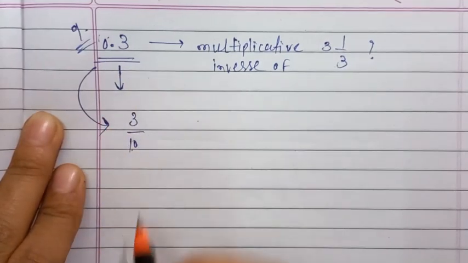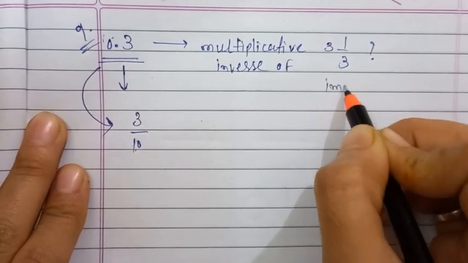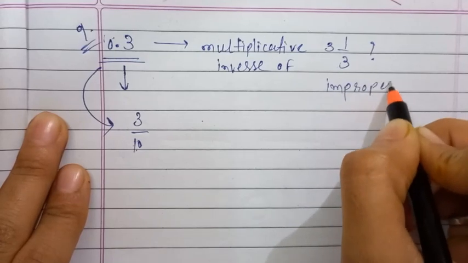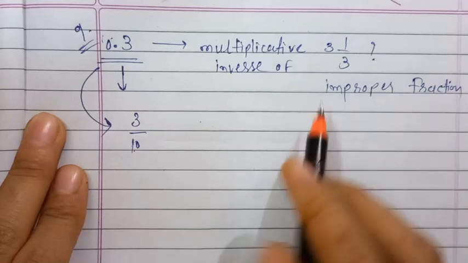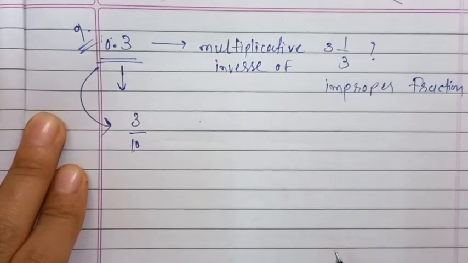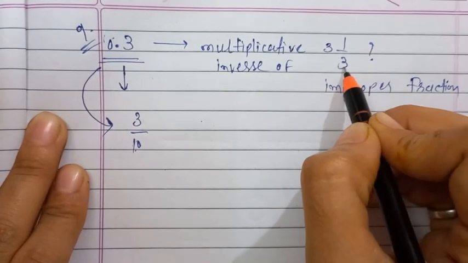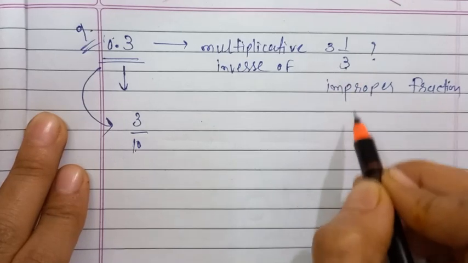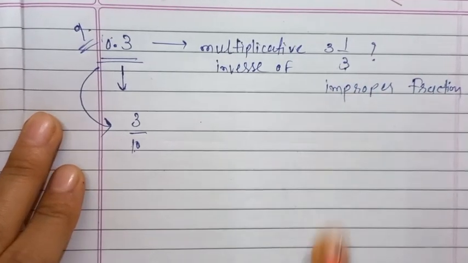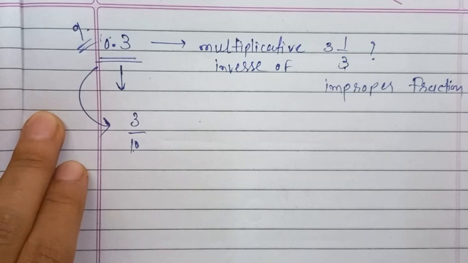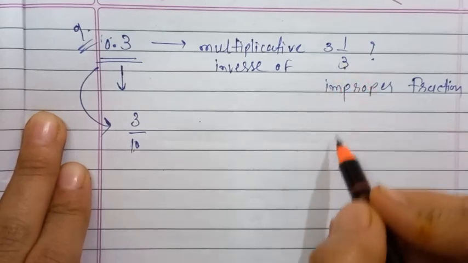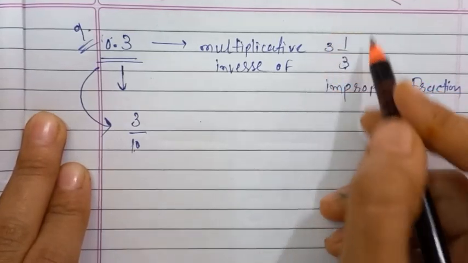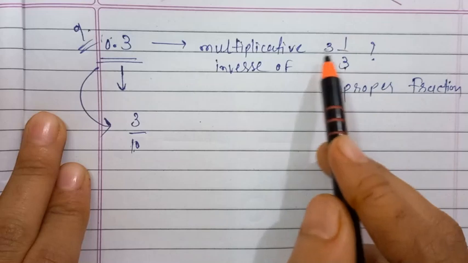Now this is 3 by 10. Now this is an improper fraction. So we also convert this improper fraction into p by q. Again I say, what is an improper fraction? When we have a p by q form number and the numerator is greater than the denominator, then it is called an improper fraction. So this is how to convert it into p by q form.